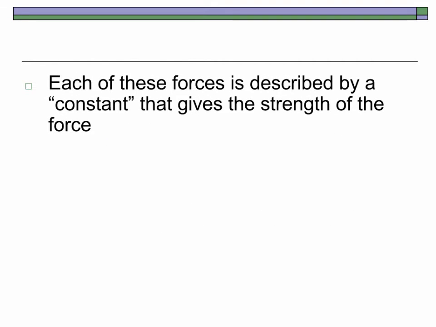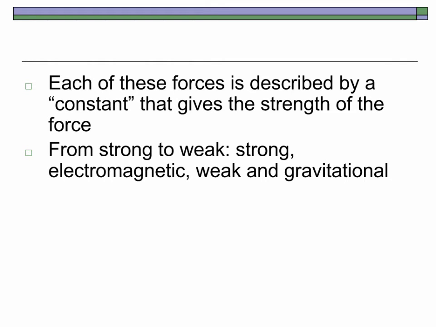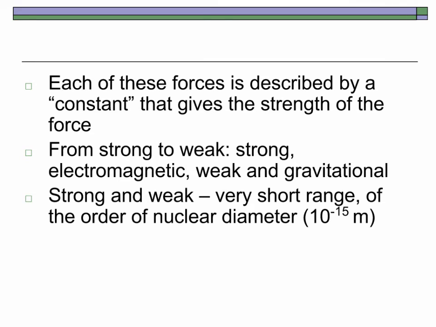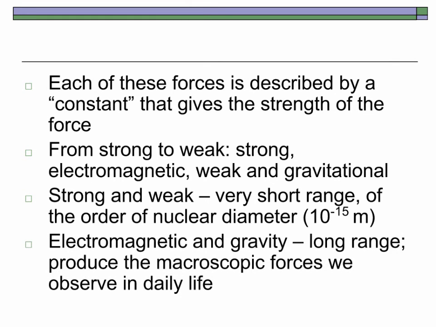Each of these forces is described by a constant that gives the strength of the force. From strong to weak: strong, electromagnetic, weak, and gravitational. Strong and weak have a very short range, on the order of nuclear diameter, 10 to the negative 15th meters. Electromagnetic and gravity have a long range. They produce the macroscopic forces we observe in everyday life.